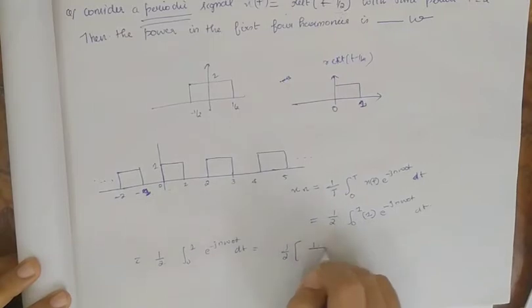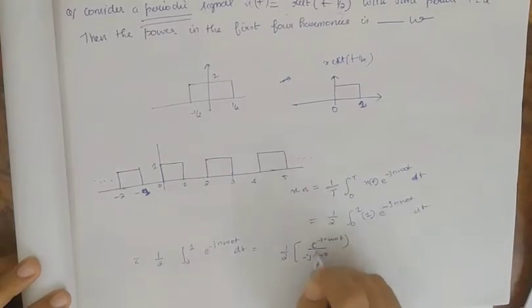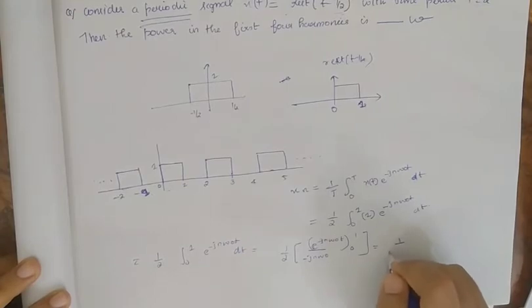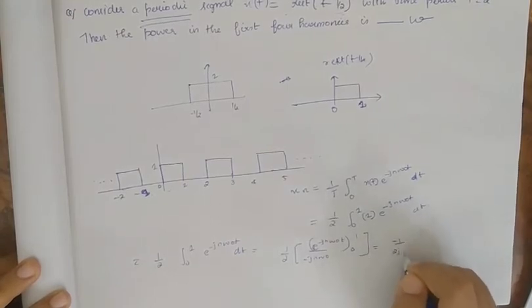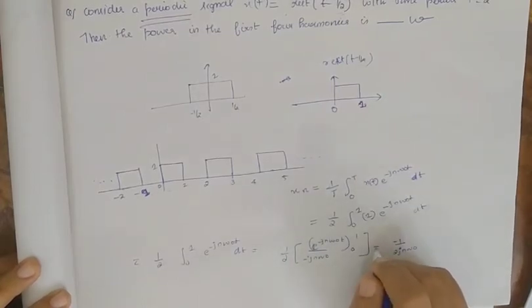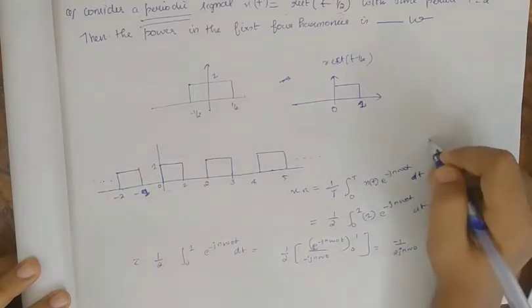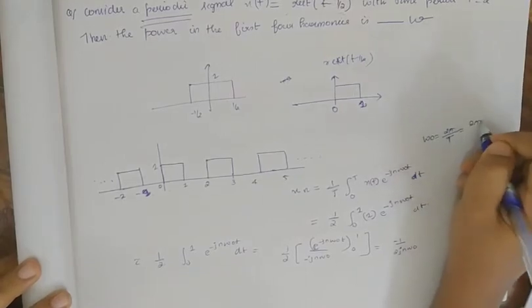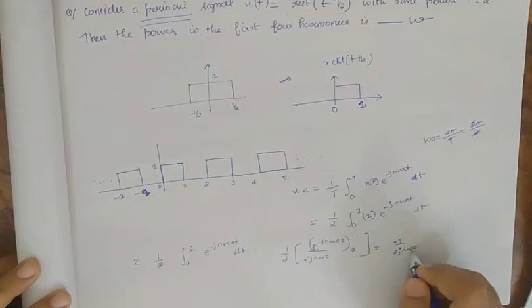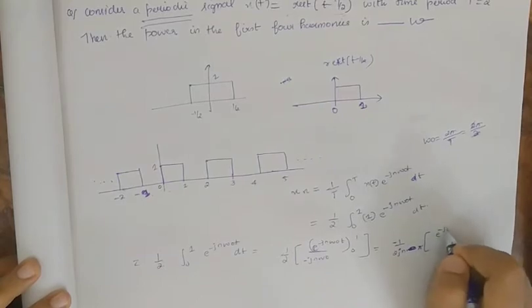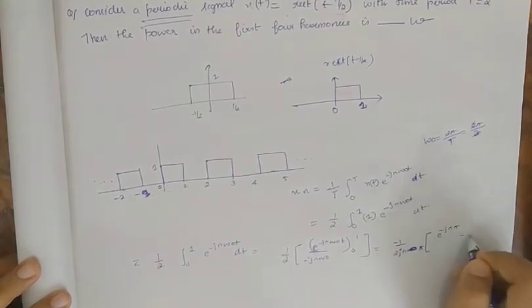1 by 2 into 1 divided by jnω0, e raised to minus jnω0t, from 0 to 1, again equal to... So how much is it? ω0 is equal to 2π by T, and T is already given as 2, so instead of ω0 I will write π. And we get e raised to minus jnπ minus 1.